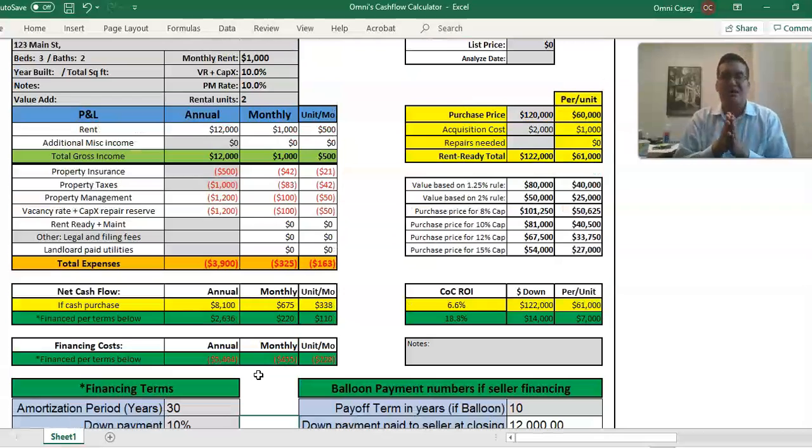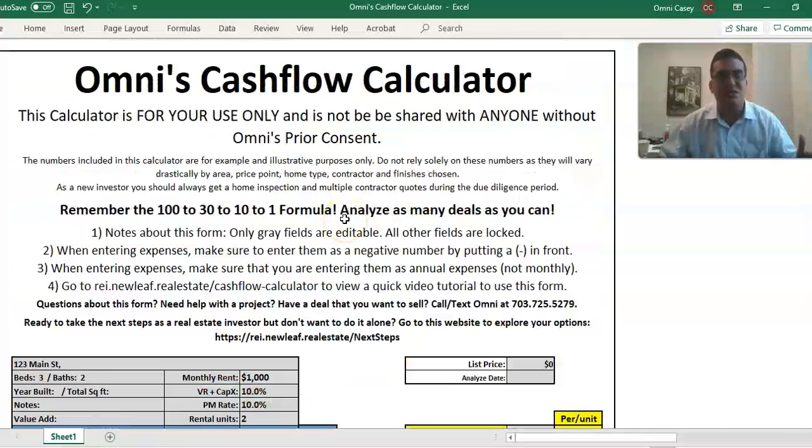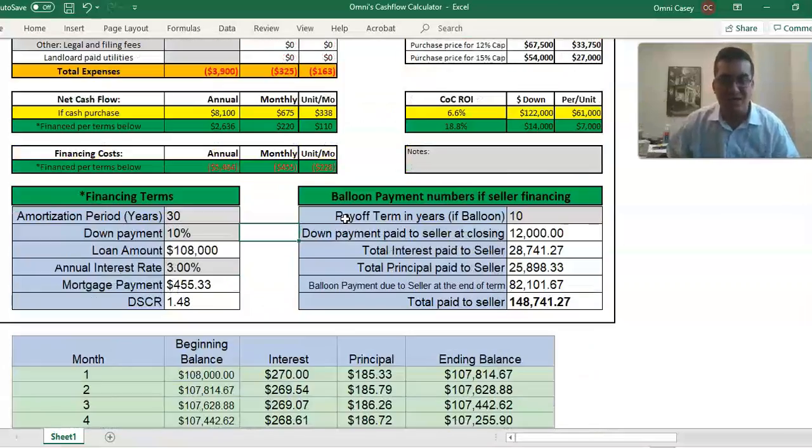Anyways, that was the long and short of it. You guys have your homework. Go out and analyze some deals. Don't purchase the property without running it by me first to make sure that I check your numbers here. But if you have questions, give me a call.